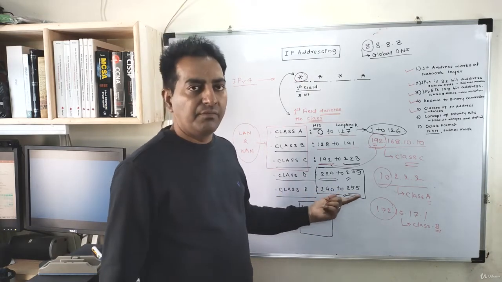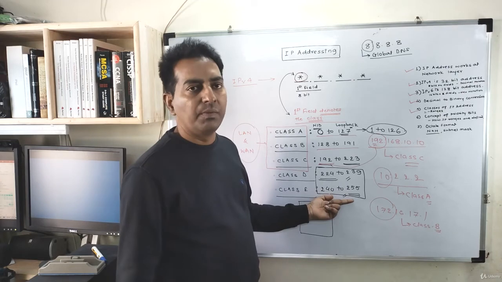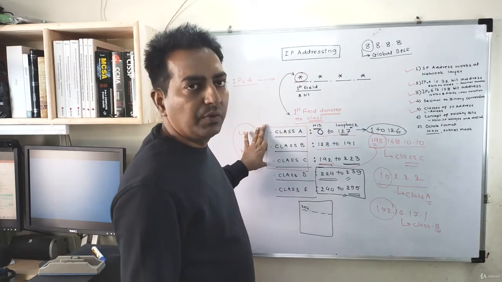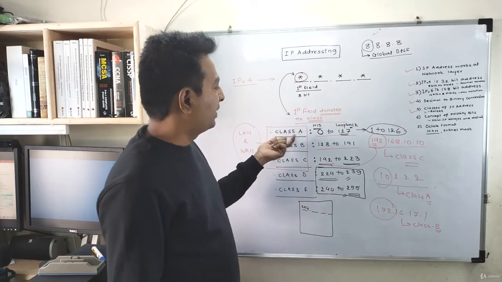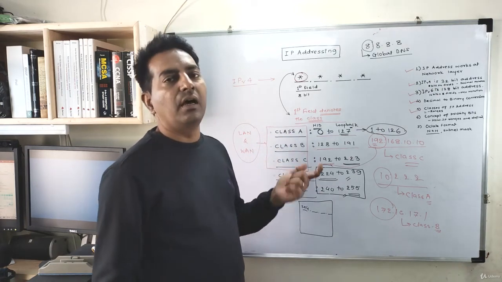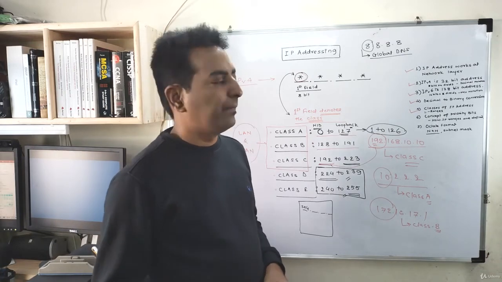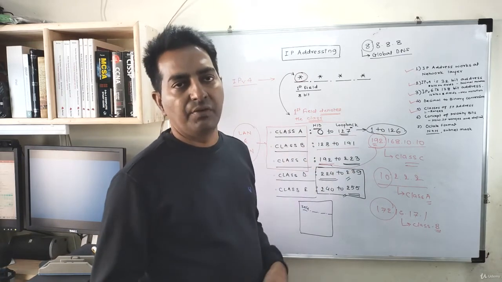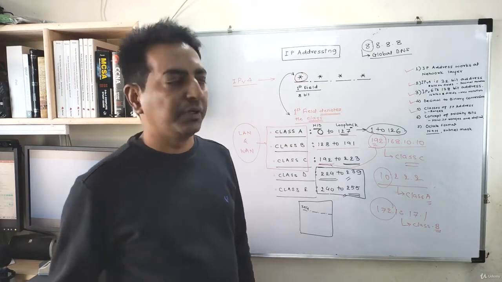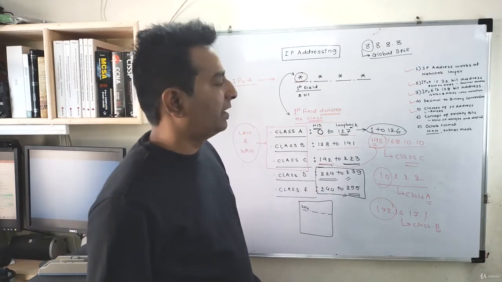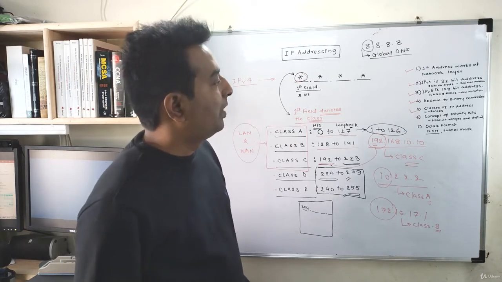Class E addresses are reserved. Okay, these addresses cannot be used. So one thing you need to understand here is class A, class B and class C are the only addresses which are used in network communication when it comes to configuring the network devices. So friends, I hope you understood the concept a little better now, right?